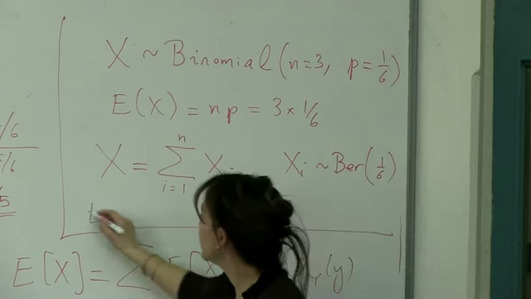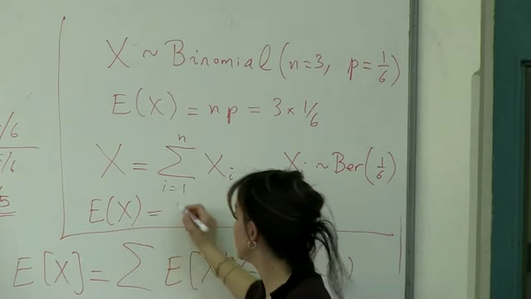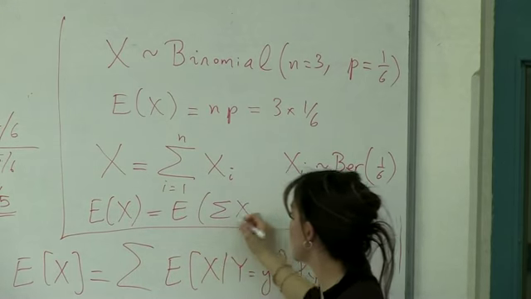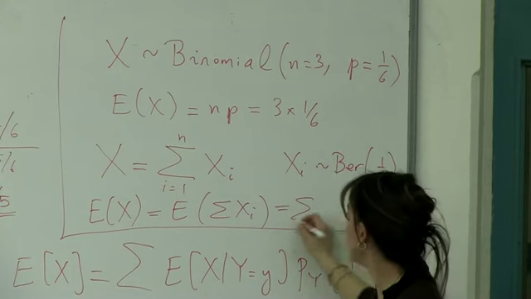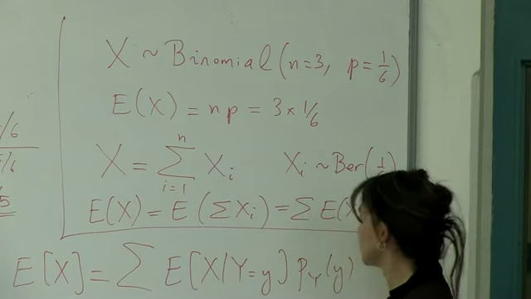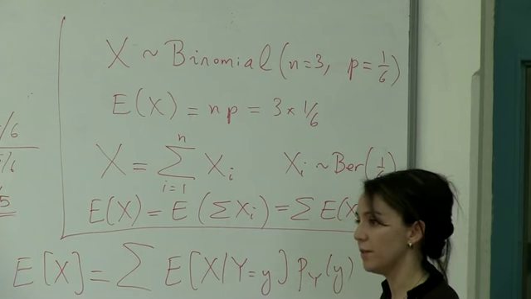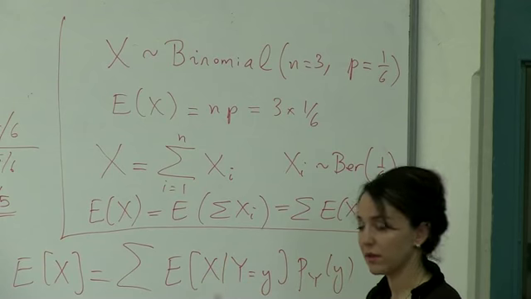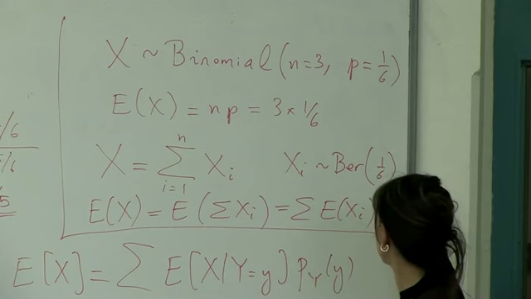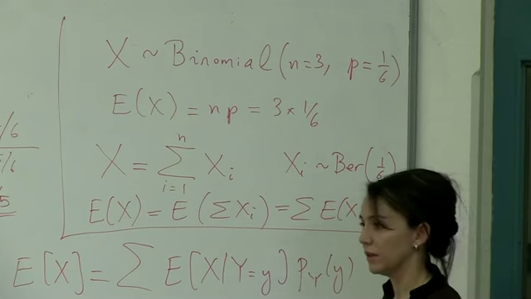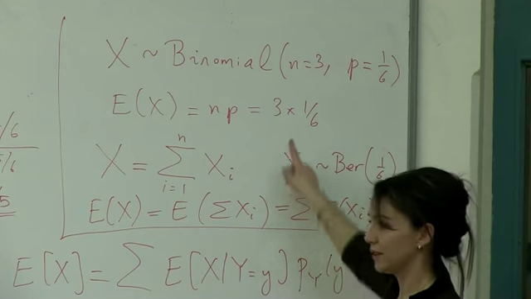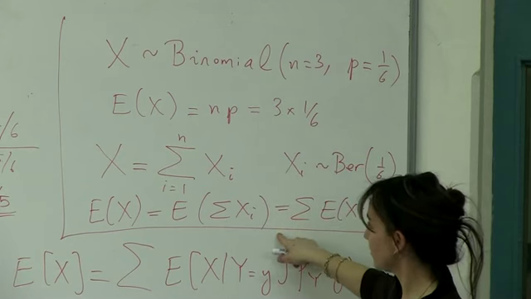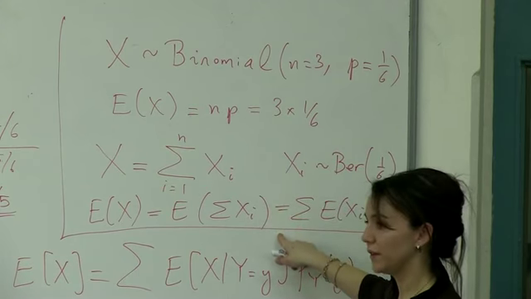Okay? The expectation of x is the expectation of the sum of X_i's. By linearity of expectation, this is the sum of expected X_i's. So the sum of 1 over 6's 3 times. Okay? Which is 3 over 6. Is this now okay? Please let me know if anything here is unclear.